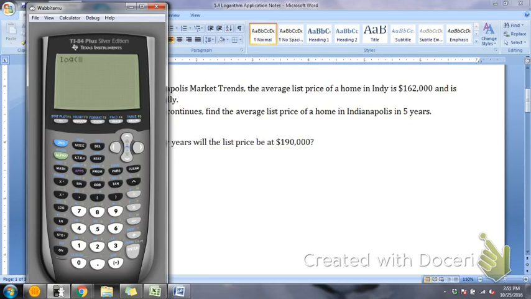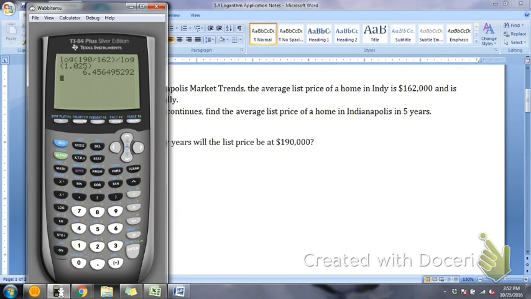And mine messed up. So log of 190 divided by 162, divided by log 1.025. Close your parenthesis and then hit enter. 6.45 something, something, something? Yes. Okay, so what are we thinking? Think about what we're solving for. Don't yell it out. Read your question on part B. It says in how many years? So does it make sense in about 6.5 years?